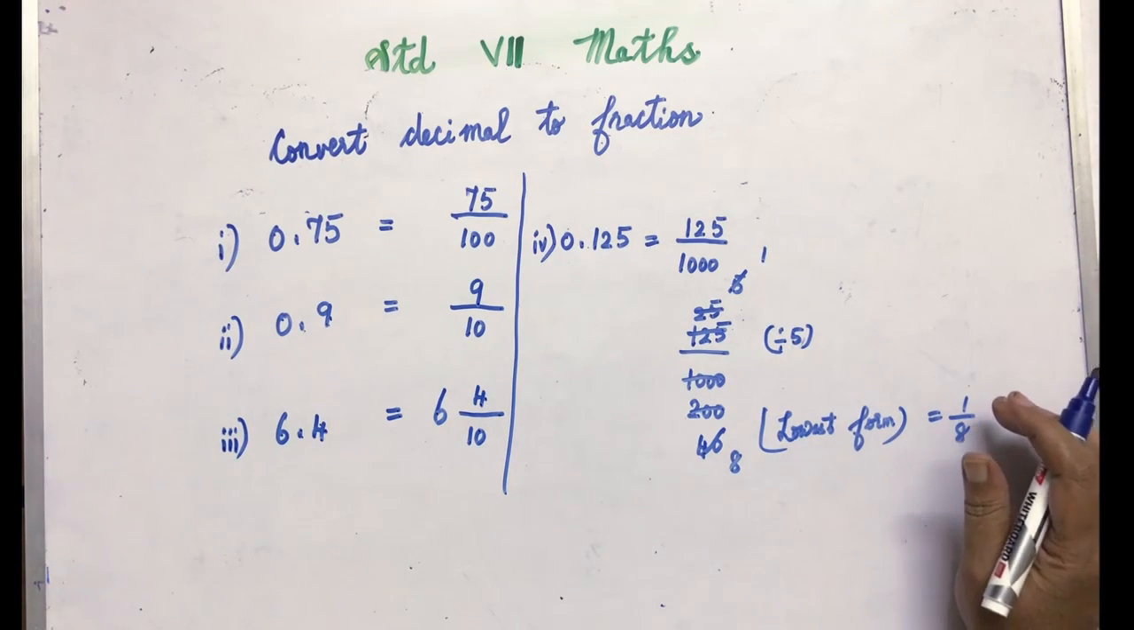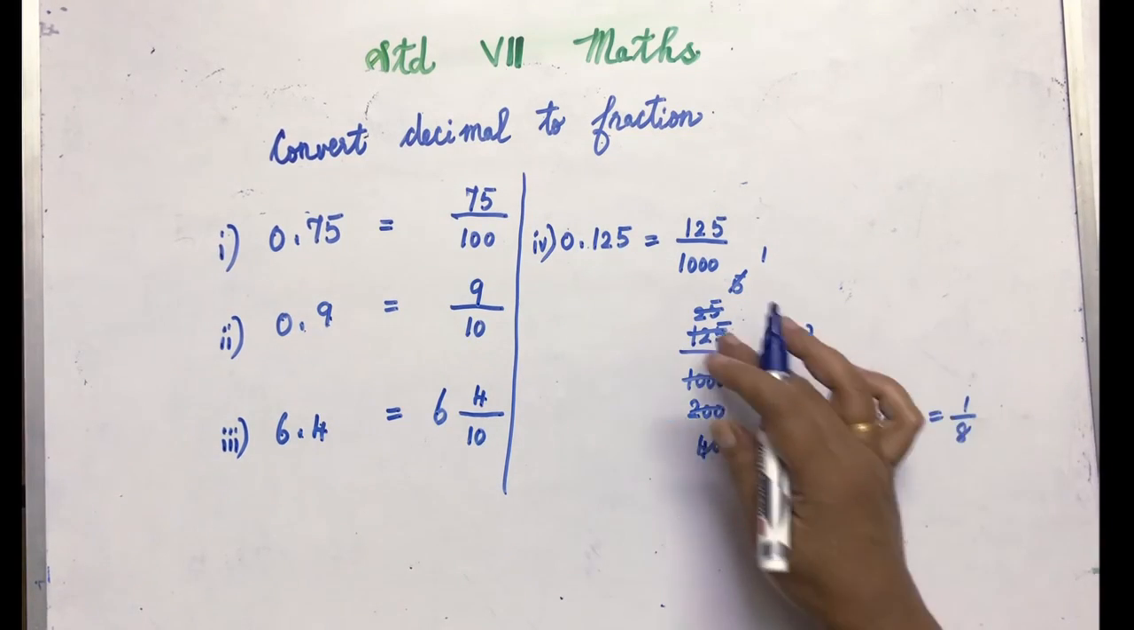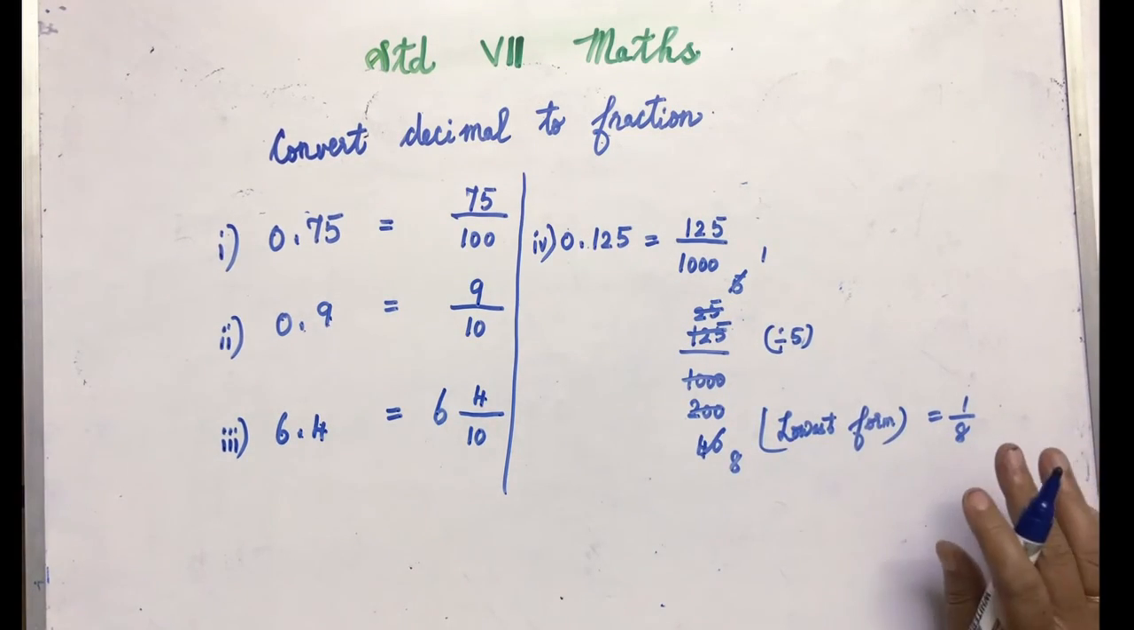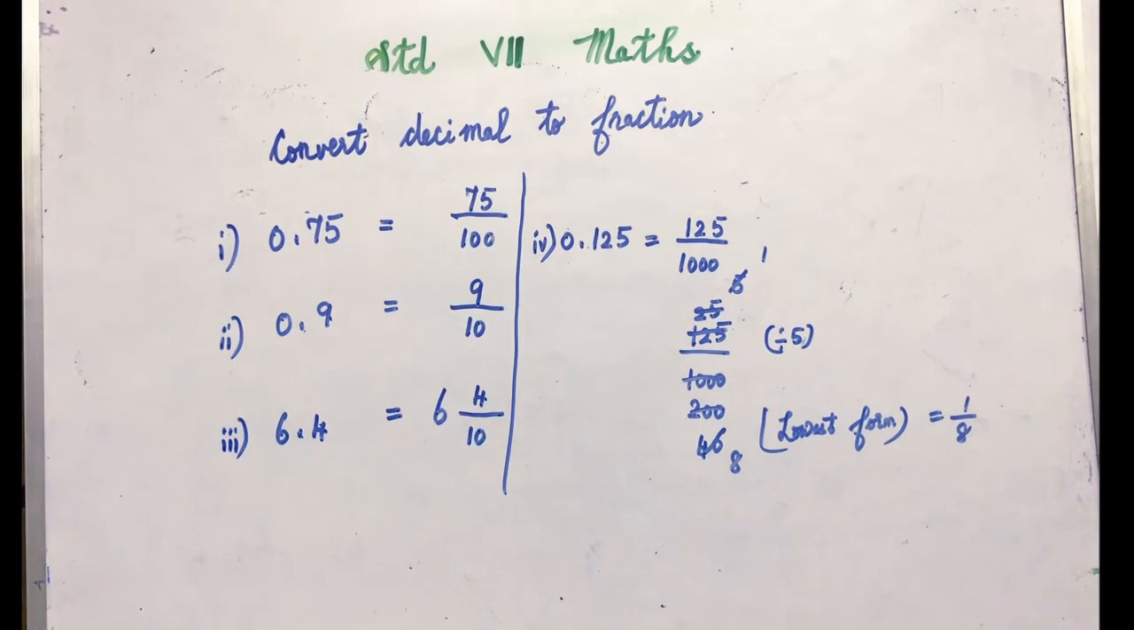If the question is convert decimal to fraction in lowest form, means we have to cancel and write like this, or it is enough if we write this way itself. So we shall continue some more sums in the next class.